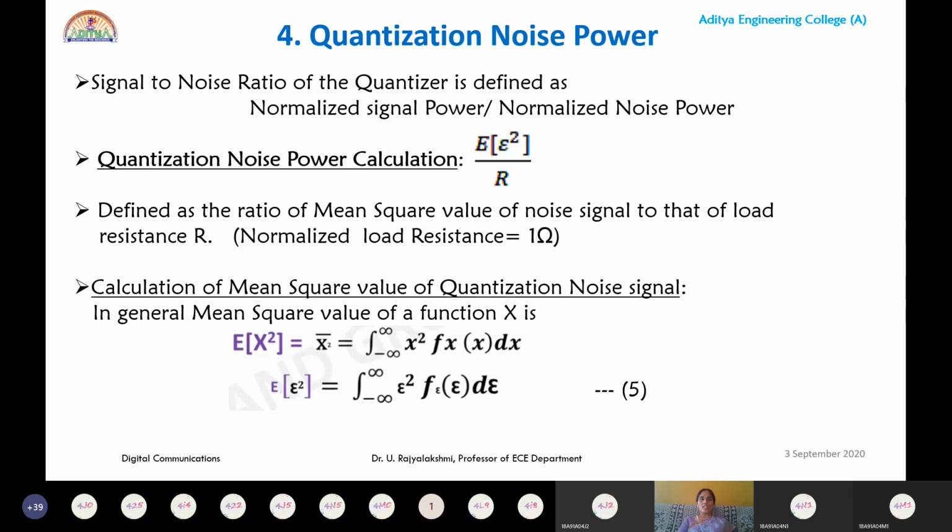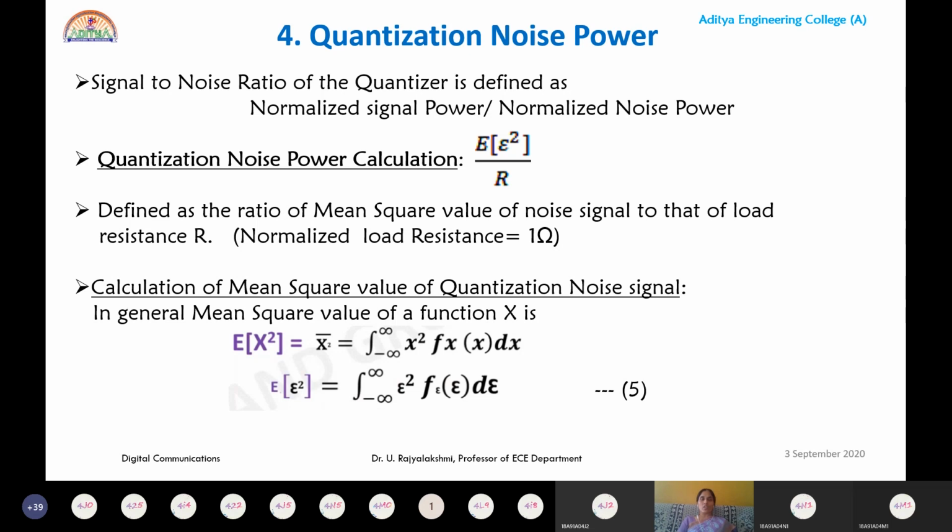Okay, so here noise is the quantization error. So how can you define the noise power? It is defined as the ratio of mean square value of the noise signal to that of load resistance. For normalized input, in general, the load resistance value R equals 1 ohm.